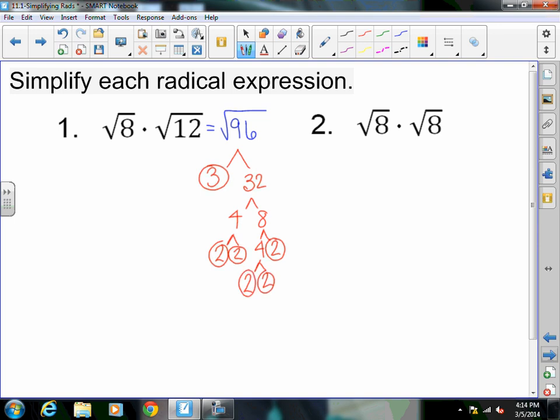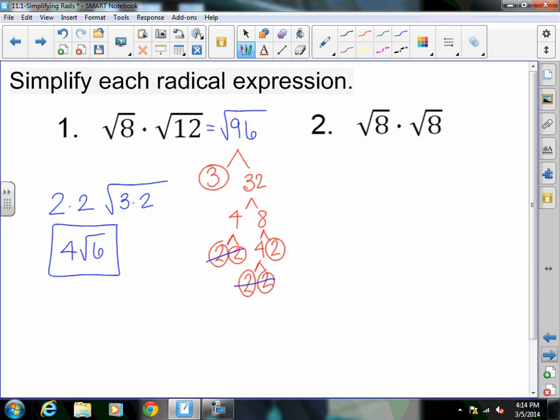Okay, so we're looking for pairs. I have a pair of 2s. I have another pair of 2s, so I write it outside. And then what's left goes inside my rad, which is my 3 and my 2. So my final answer is going to be 4 rad 6.